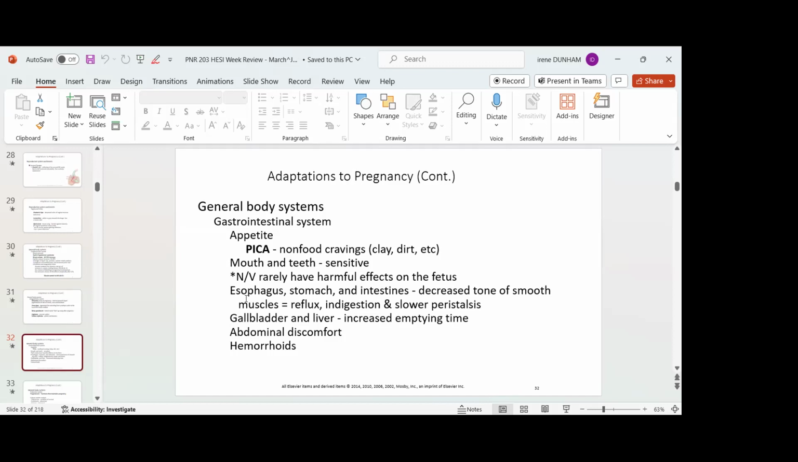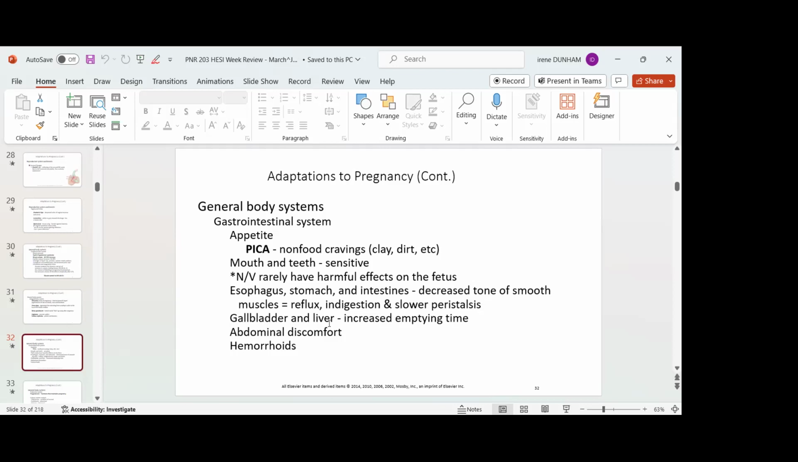The esophagus and the stomach and the intestines all have decreased tone of the smooth muscles. And what happens is that the woman feels indigestion, reflux, that esophageal reflux, and the stomach is slower to empty. Her stomach doesn't empty like it does normally. So what are you going to do? Tell her to eat small meals, right? They start eating smaller frequent meals to get the nourishment in for the fetus, but not to get overly full, because then they just vomit it up.